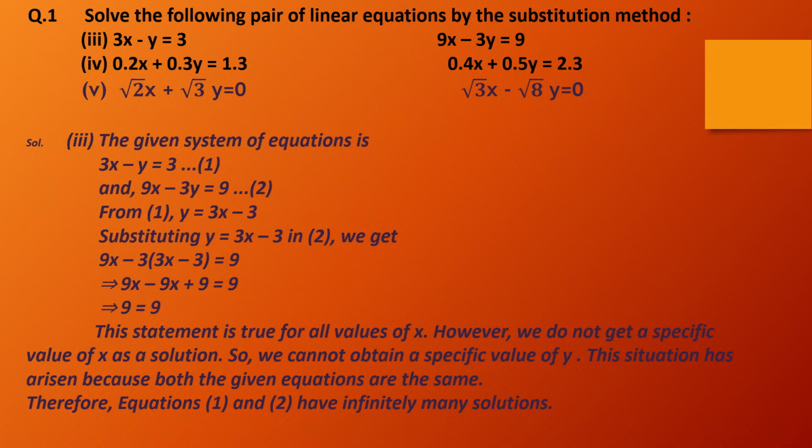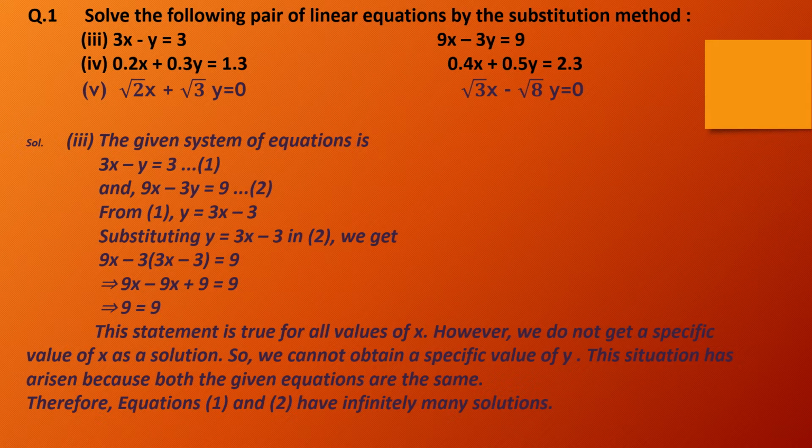After putting this value, we get 9x minus 3 multiplied by bracket 3x minus 3 bracket close equals 9. It implies 9x minus 9x plus 9 equals 9. We get this equation by solving. After solving this, we get 9 equals 9. When such a condition arises in the question, we say this statement is true for all values of x.